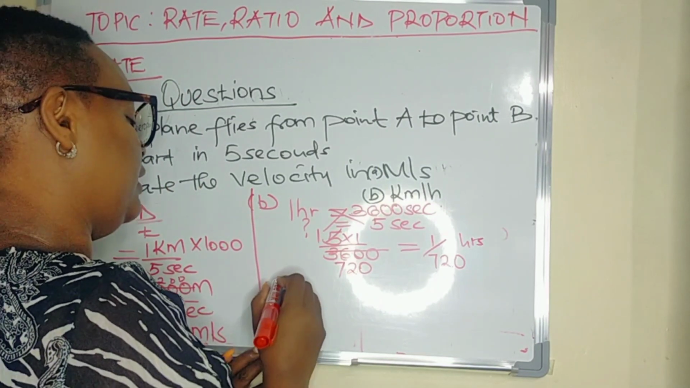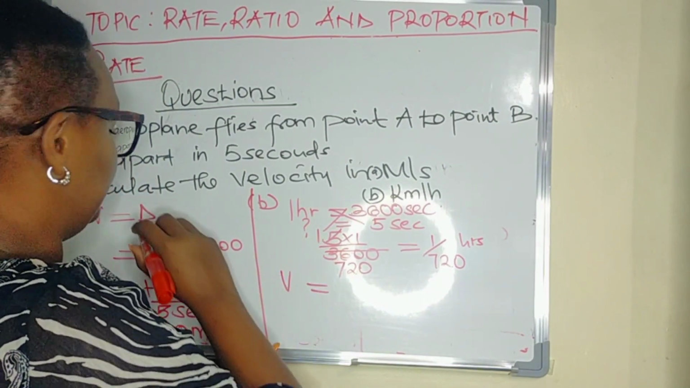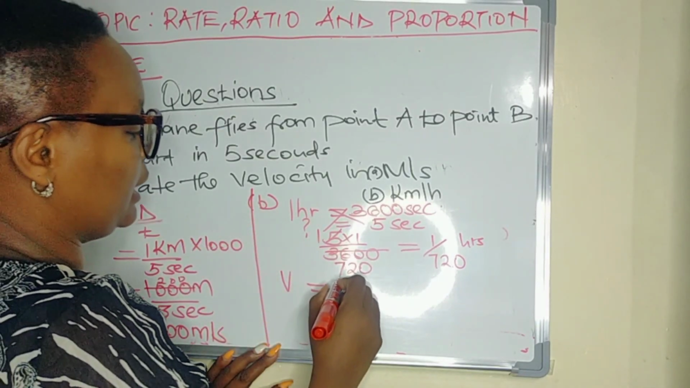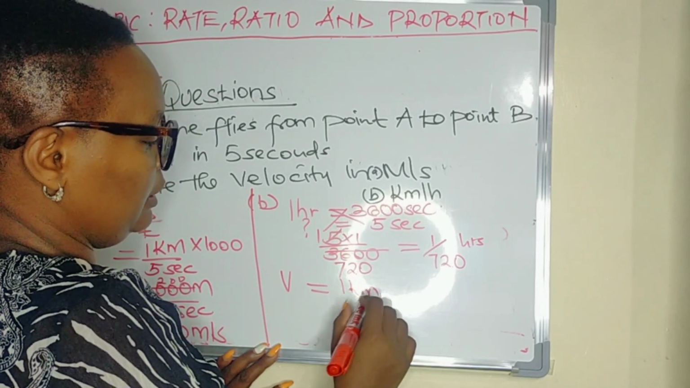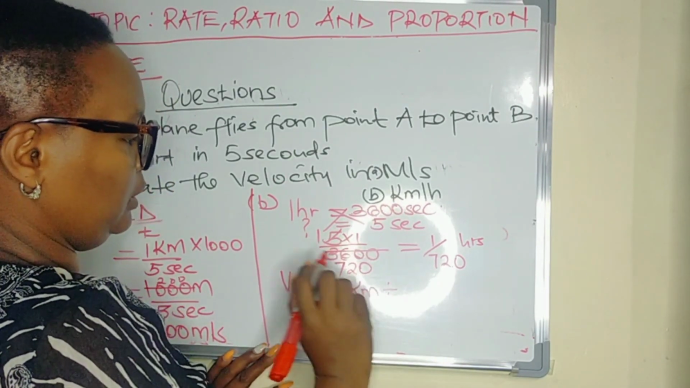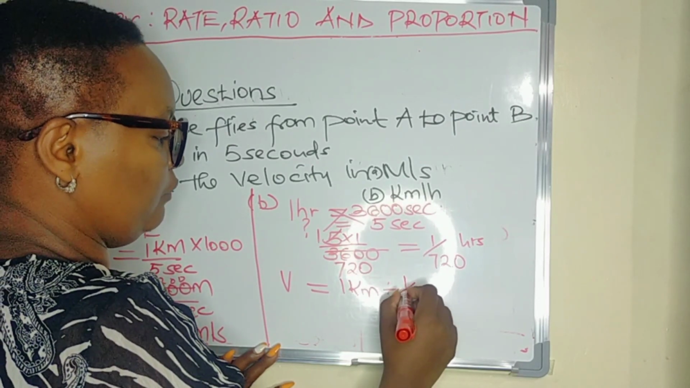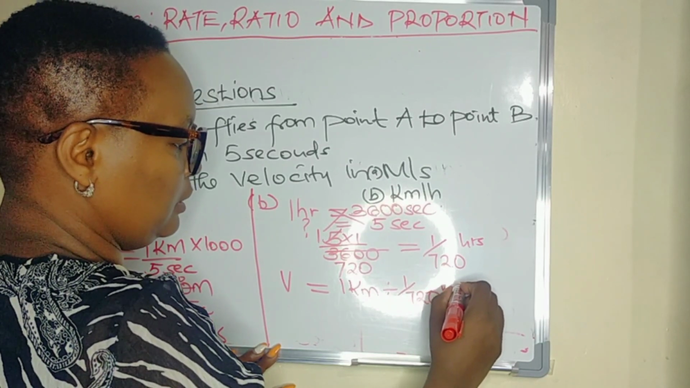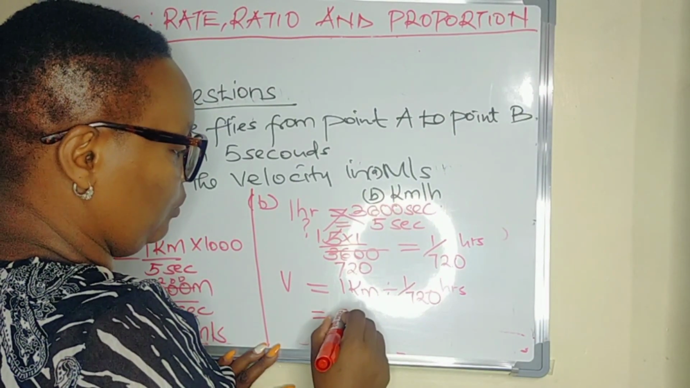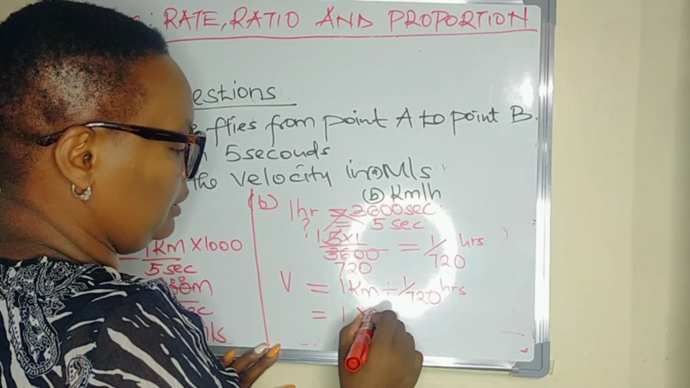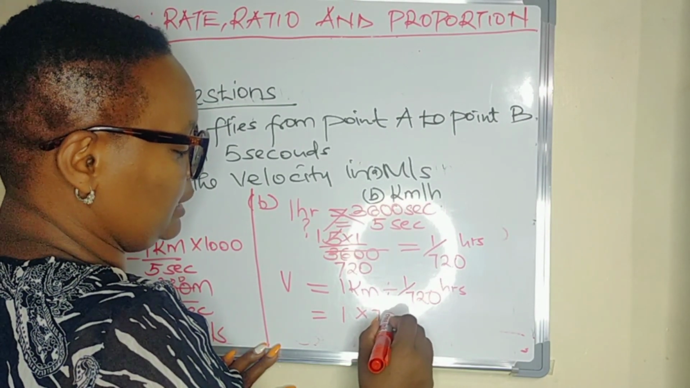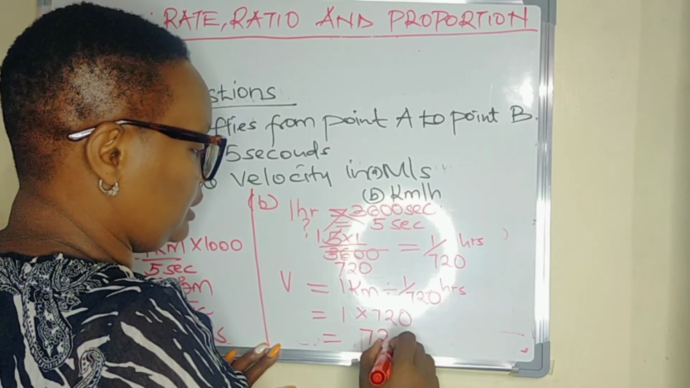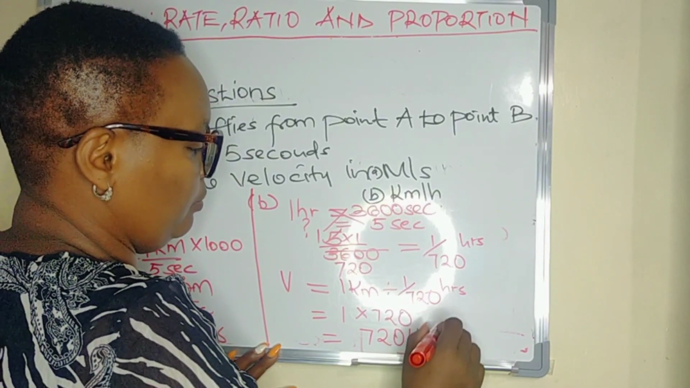So our velocity will be equal to distance. The distance in kilometers is 1 kilometer, divided by 1 over 720 hours. So this is the same as 1 times the reciprocal of 1 over 720, which is 720. And then this gives us 720 kilometers per hour.